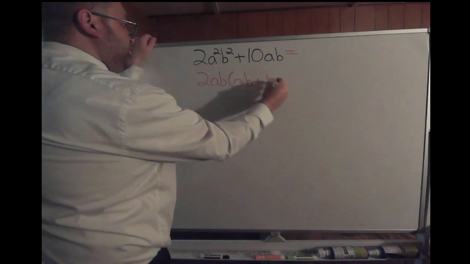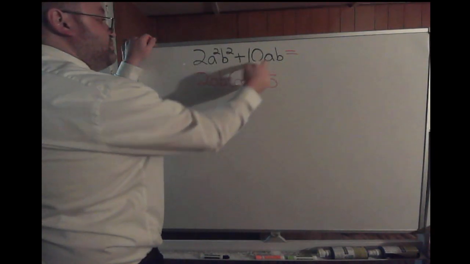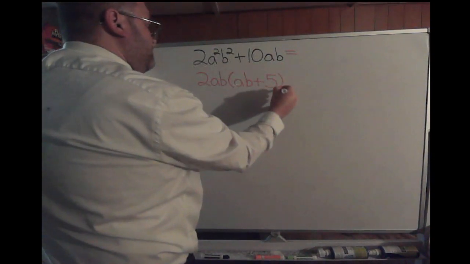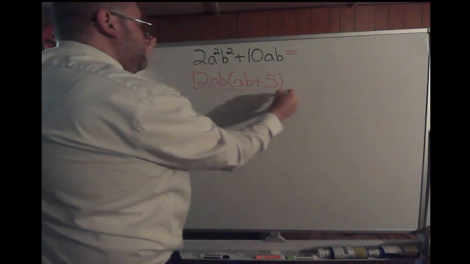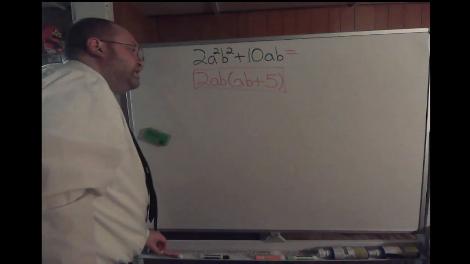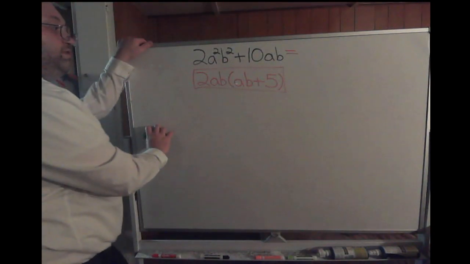Plus 2 times what equals 10? That'd be 5. A times what equals a? 1. B times what equals b? That'd be 1. So the answer you should get for this would be 2ab times the quantity of ab plus 5.